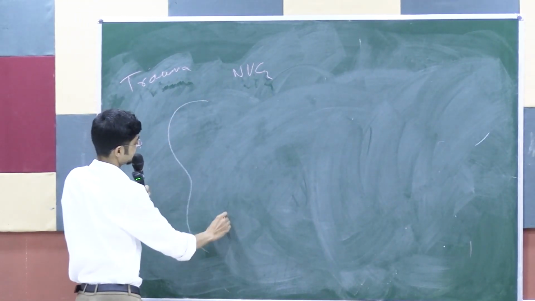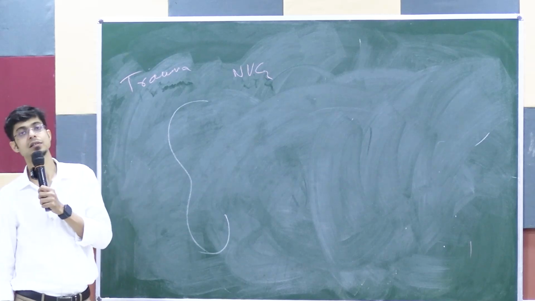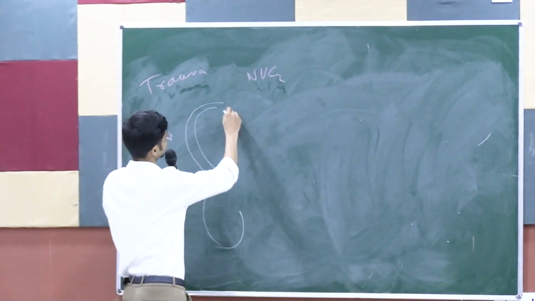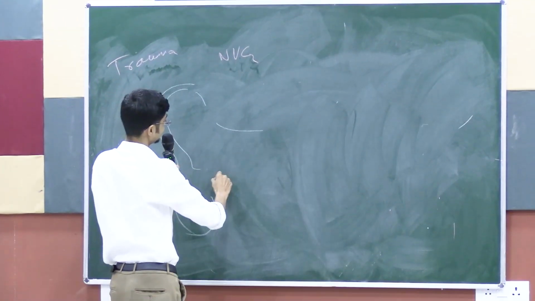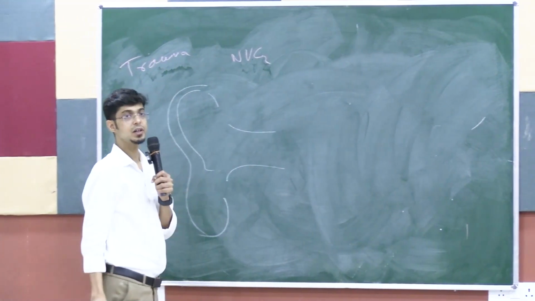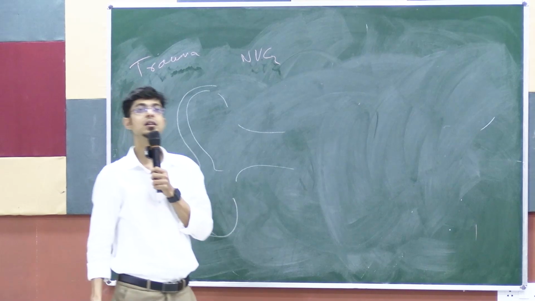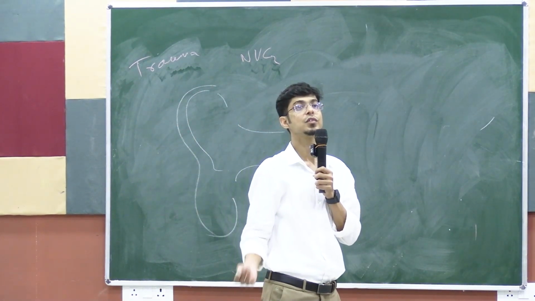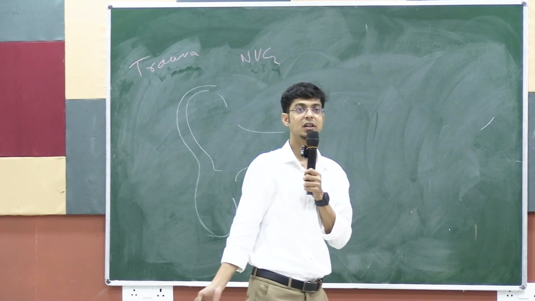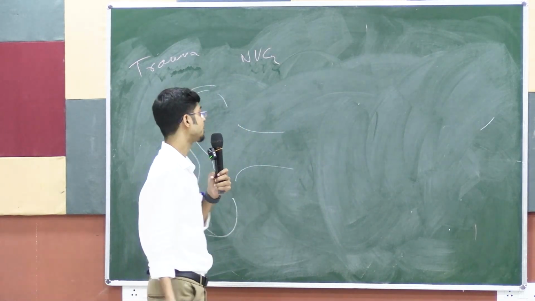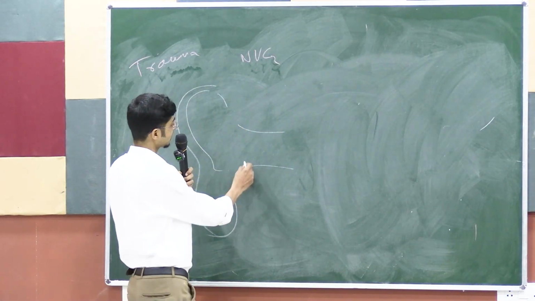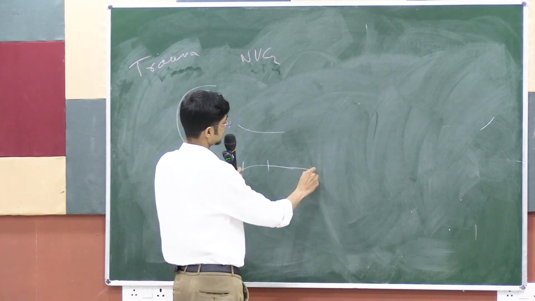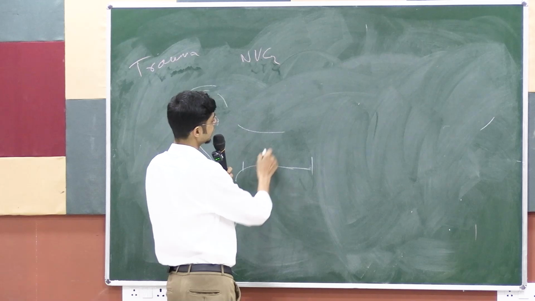Say this is the ear. Okay, this is the pinna. And then we have the ear canal. Right? So, what are the parts of the ear canal? The bony part and the cartilaginous part. I think everyone knows that, right? So, the outer one third is cartilaginous, inner two thirds is bony.